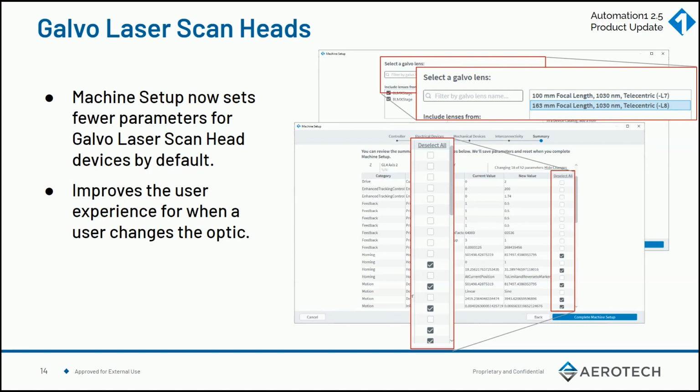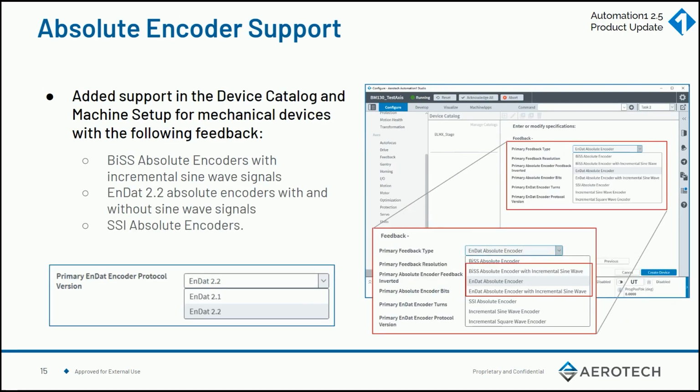Now, Galvo laser scan heads from Aerotech come completely configured and optimized. So when you go into machine setup, there's not really a reason to do that unless you're changing something such as an optic. You wouldn't, for example, ever need to change tuning parameters of a laser scan head product from Aerotech. So assuming you're going in there to change this optic, we are now going to default to showing you a lot less things that you can opt into changing. Machine setup will no longer try to change tuning parameters for a Galvo laser scan head. It will just default to the parameters that are associated with an optic change. So this should make it a lot quicker and easier for people who are changing their optic on their Galvo laser scan heads.